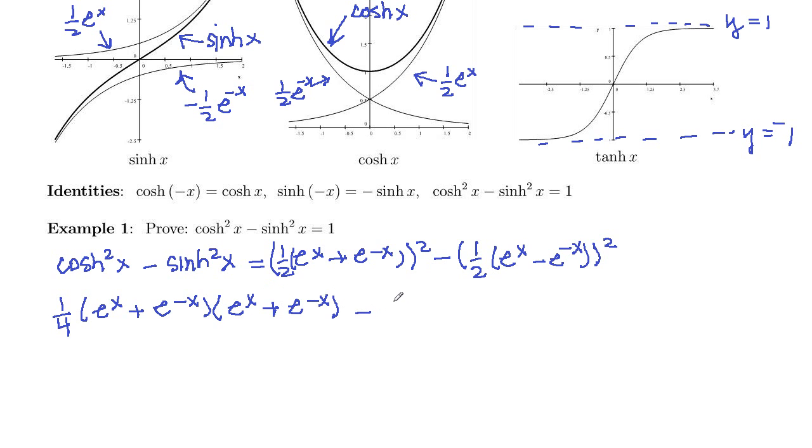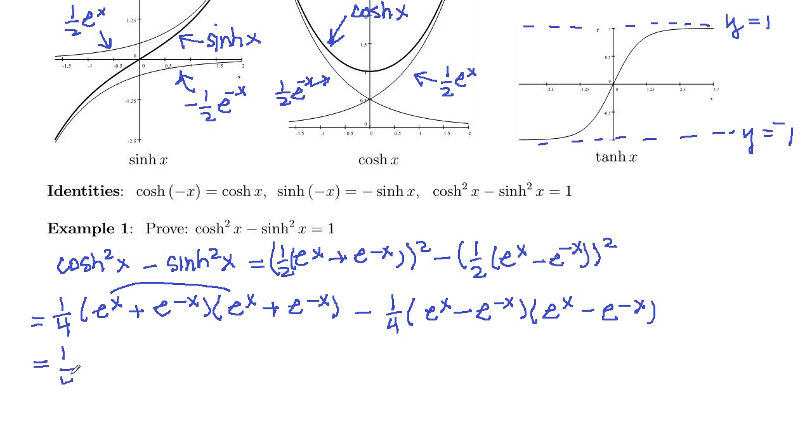And then minus, and same thing but with negative signs. So 1/2 squared is actually going to be 1/4 out in front. And then we've got e to the x minus e to the negative x, multiplied by itself. And now we want to FOIL these out. So we multiply e to the x times e to the x. The base is the same, so you're going to add exponents. So that's e to the 2x.